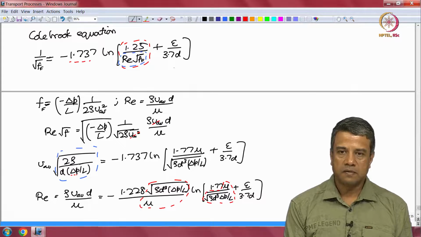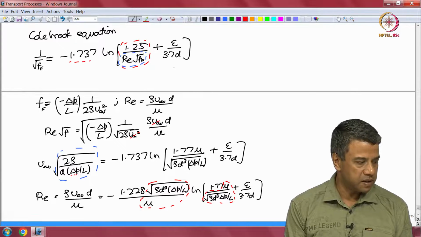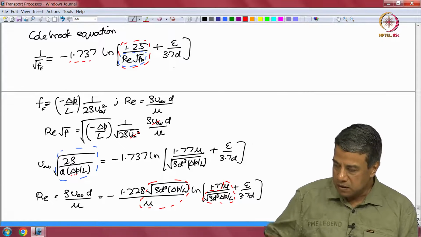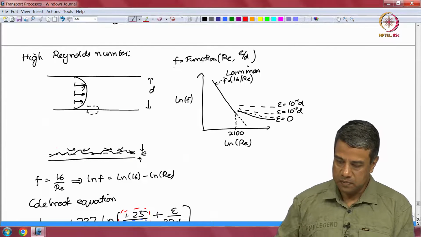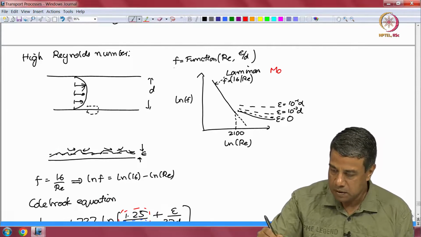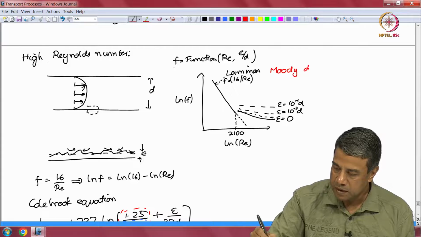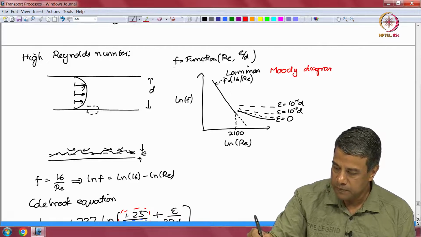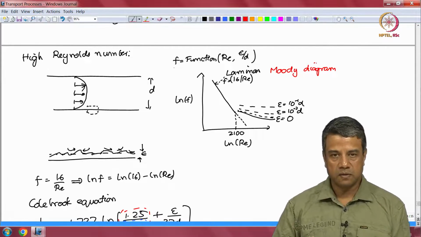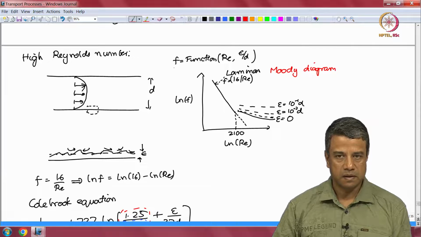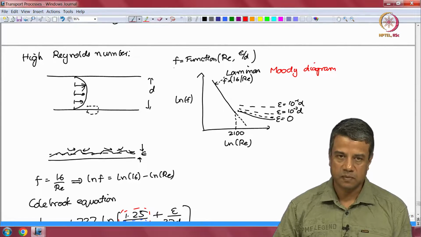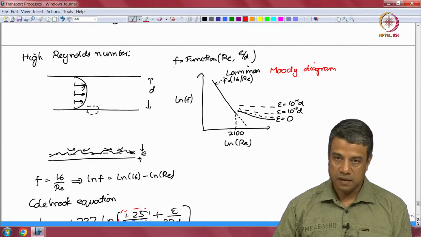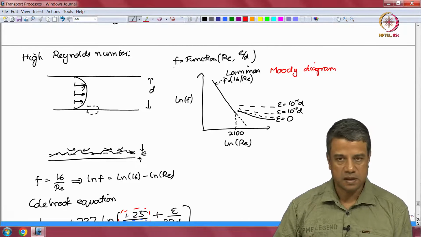So, you determine the friction factor in relation to the Reynolds number either from the Colebrook correlation or using these charts. This is called the Moody diagram. It is for the turbulent flow through a rough pipe, or you just set epsilon equal to 0 for the turbulent flow through a smooth pipe. For a laminar flow, it is just equal to 16 by Re.